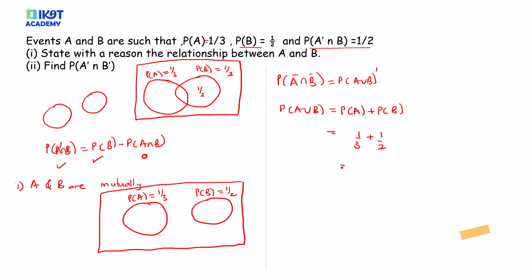This is 5 out of 6. The probability of A union B is 5 out of 6. The probability of this would be 1 minus 5 out of 6, which is 1 out of 6. The probability of A complement intersection B complement is 1 out of 6. So you see, just like that, we can solve this question.